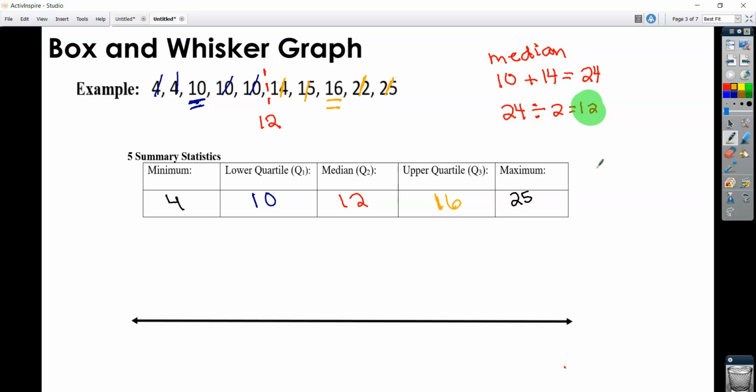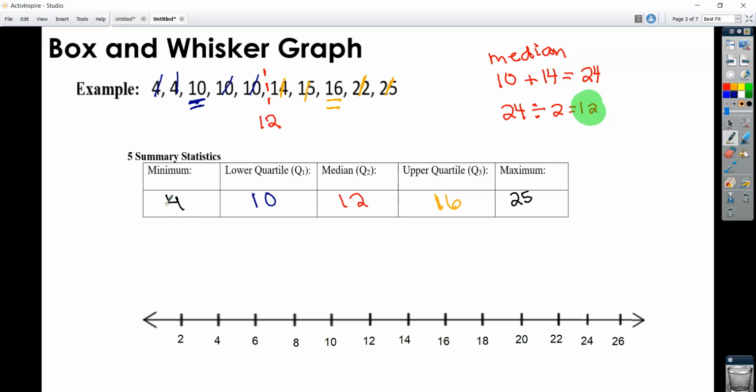Once you have those five summary statistics, you can then put your box and whisker plot together. Okay, so let's put it all together. What you're going to do is put a point at each of those spots. We're going to put our first point over here, at the minimum value of 4. Then the next one is at 10, so we're just going to put a point right here over the number line at 10.